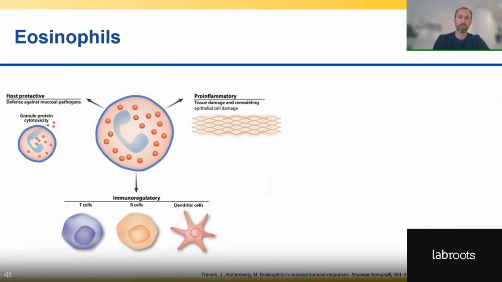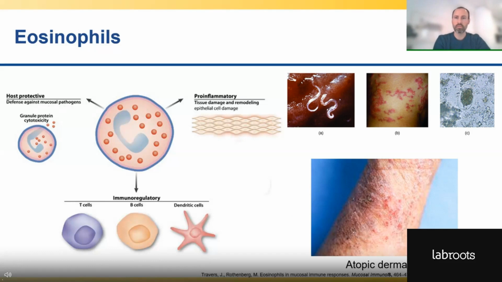One immune cell type we were interested in studying were eosinophils. Eosinophils have various roles in the body. They've been shown to have host protective roles, pro-inflammatory roles, and immunoregulatory roles. They've also been shown to be important for protection against helminth infections. And lastly, eosinophils are shown to have increased abundance in the skin of atopic dermatitis patients. However, it's unknown what role they have in promoting skin inflammation. Therefore, we set out to determine what effect eosinophils had in atopic dermatitis.